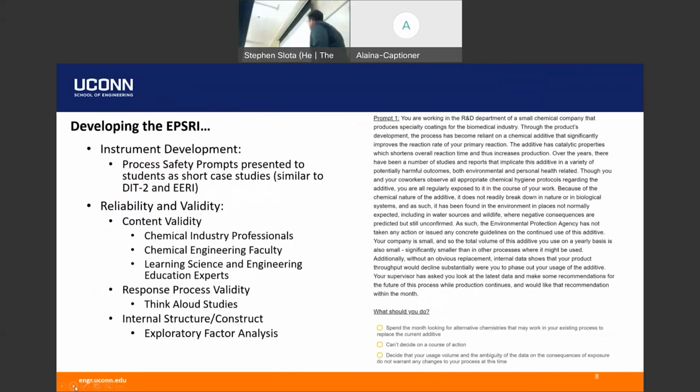The way we developed it is we did this instrumentation node, we developed these prompts, and we did content validity, response process validity, internal structure, and construct validity, so exploratory factor analysis. I have some friends that are much better at educational research methods than I am, who did a lot of this early on, but this has gone through that whole round of development that you would do for developing a new educational instrument.